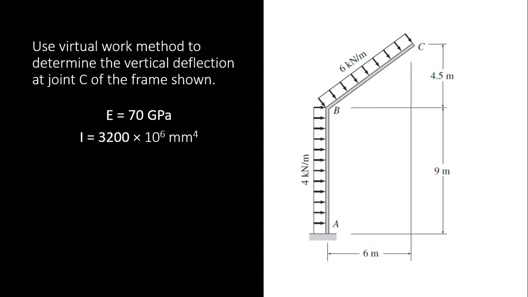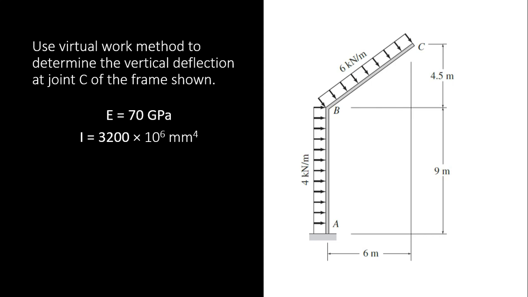Use virtual work method to determine the vertical deflection at joint C of the frame shown. So, parehas lang na cantilever. Ito naman merong tagilid na part or inclined na portion, yung BC. So, since yung segment AB has a uniformly distributed load, 4 kN per meter all throughout its length, and sa BC, 6 kN per meter all throughout its length, kunin natin yung mga resultant.